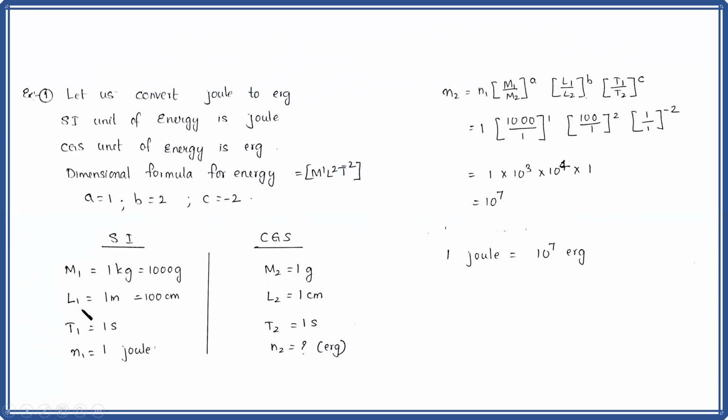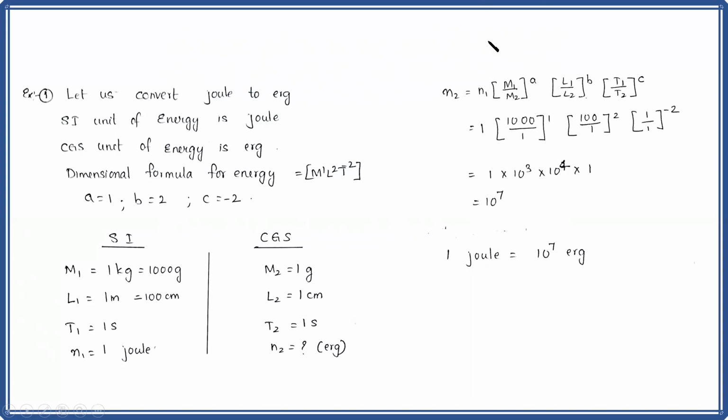In the SI system, length is measured as 1 meter. That is equal to 100 centimeters, whereas in the CGS system it is 1 centimeter. So we converted meter into centimeters. Now time, T1 and T2, is 1 second in both systems. N1 is 1 joule, as given in the problem. Into how many ergs? This we have to find now.